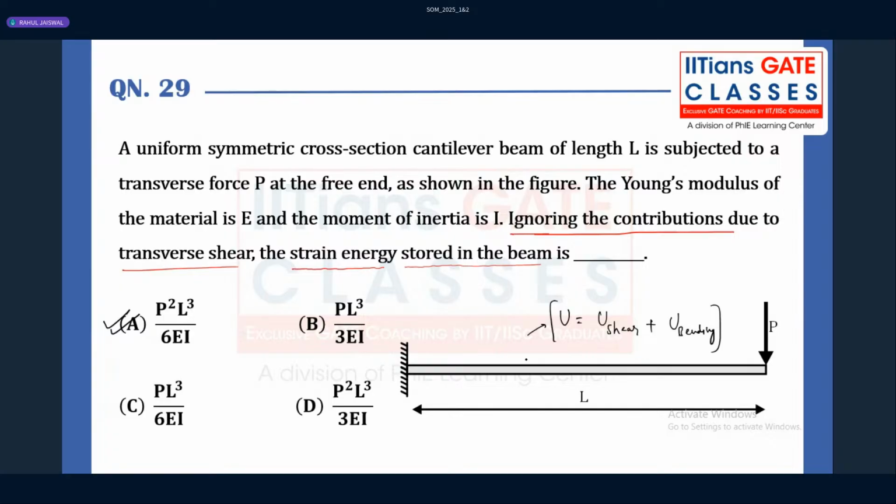But the contribution of shear load will be very small. So correspondingly, the strain energy stored because of shear load will also be very small as compared to the bending strain energy. That's why they are ignoring it.